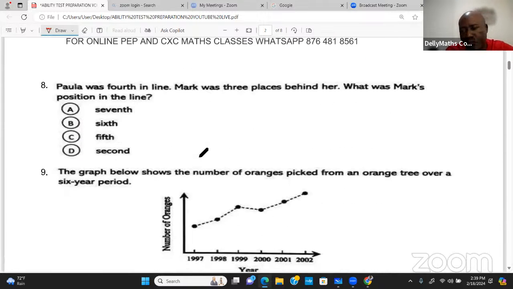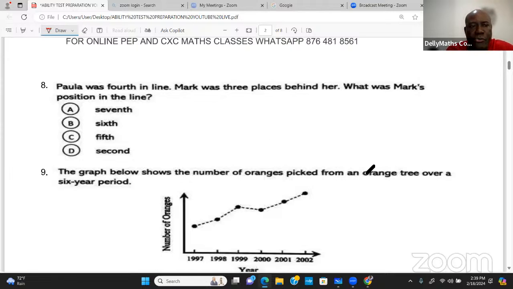All right, let's get at it. So for number 8, anybody want to quickly state what they have as the number 8 answer right there? What do you have for number 8?